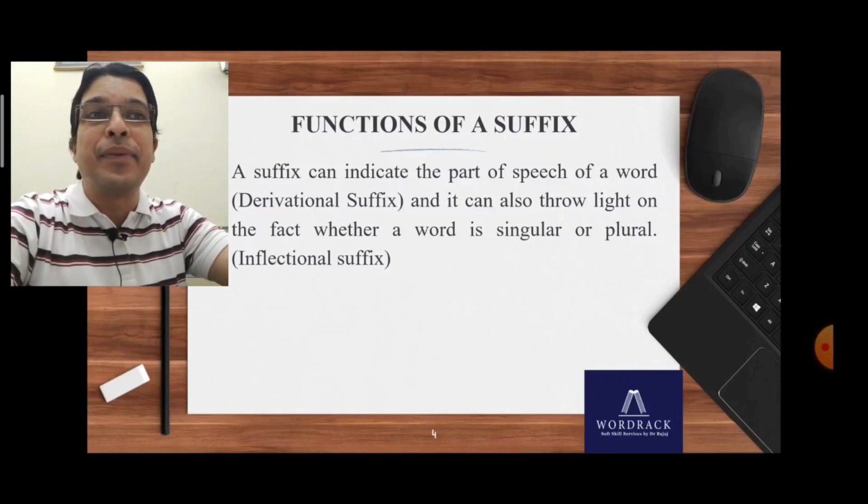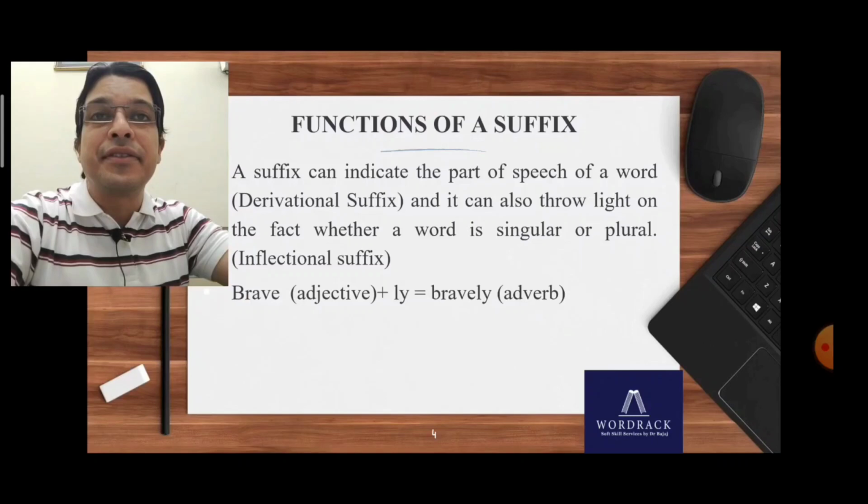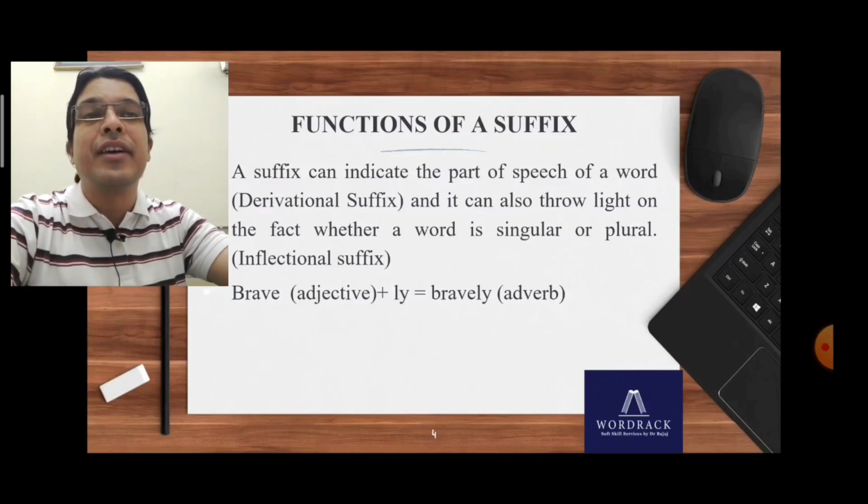I can give you an example. So let's have a look at it. Brave is an adjective. We add suffix ly to it, it becomes bravely, which is an adverb. So ly is a derivational suffix here, which tells us the part of speech of the word.